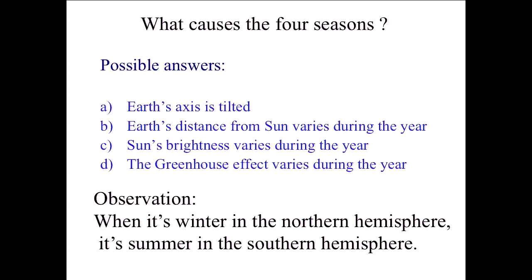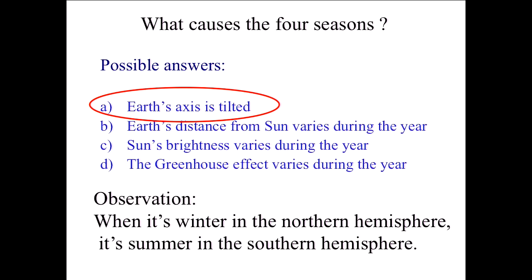The sun's brightness varies during the year. Well, the luminosity of the sun doesn't vary. The sun is independent of the Earth. The sun couldn't care less about the Earth. The amount of photons it emits doesn't have anything to do with the Earth. And then the greenhouse effect is plausible, and it might vary somewhat during the year, but it doesn't change the amount of direct sunlight. Greenhouse effect has to do with trapping heat, which we'll talk about in a few weeks. So the best answer, it turns out, is A, and that actually is the right answer.